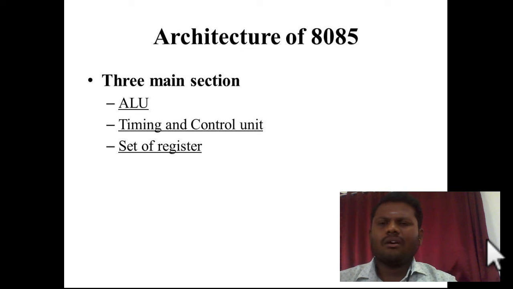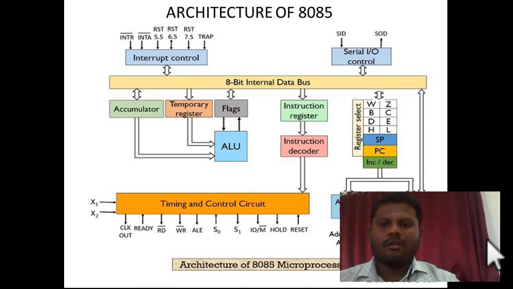What is the architecture of the 8085? It has three main sections: the ALU, the arithmetic and logic unit, the timing and control unit, and a set of registers. Registers are data storage devices. This is the main architecture of the 8085.